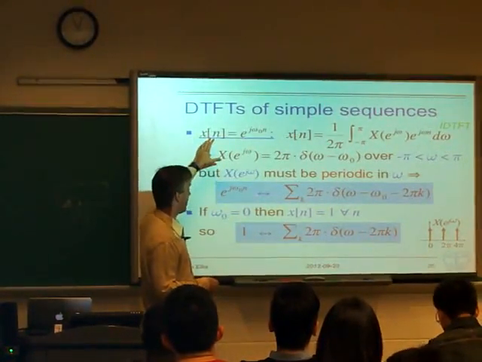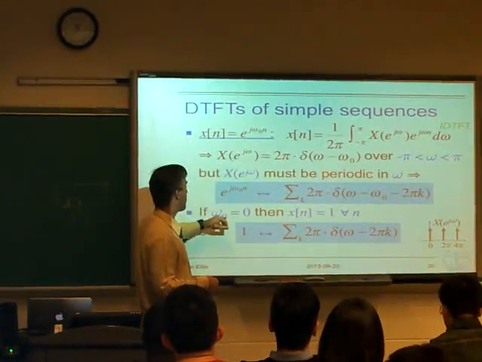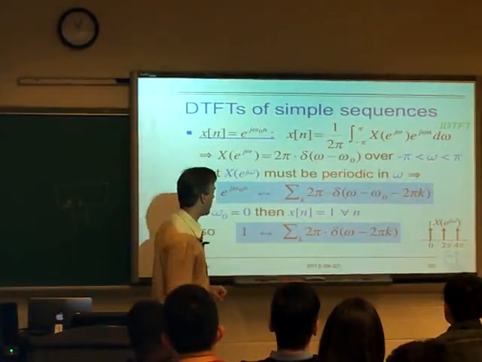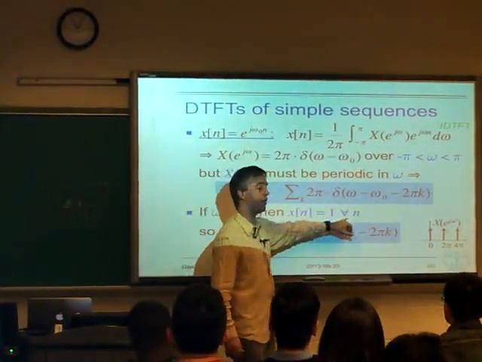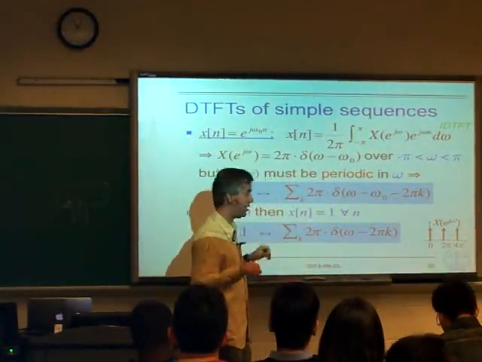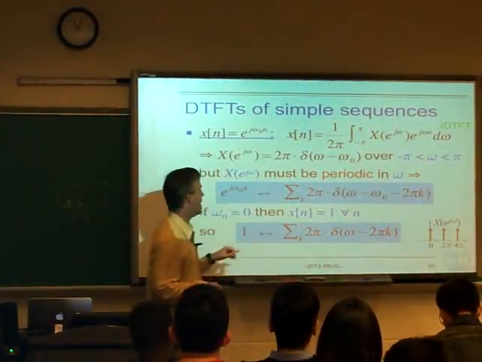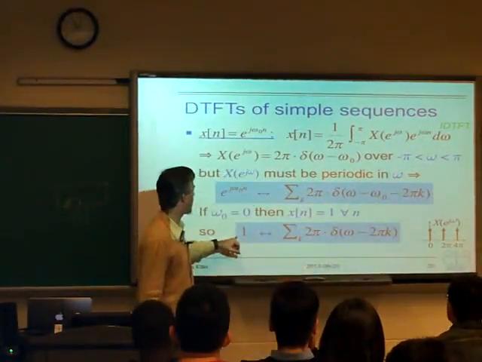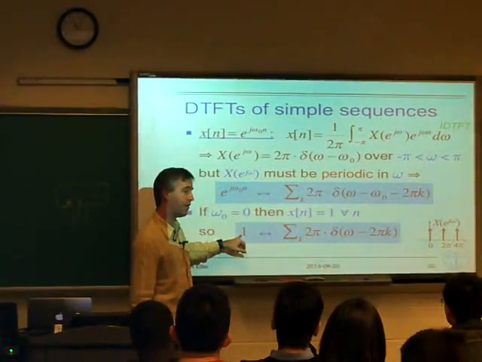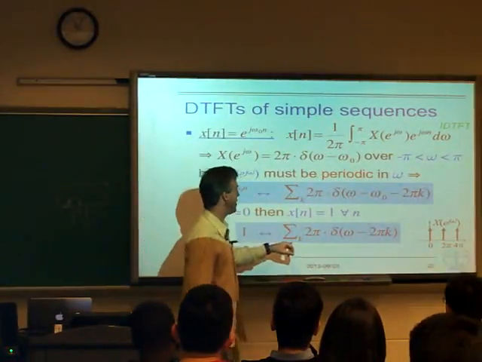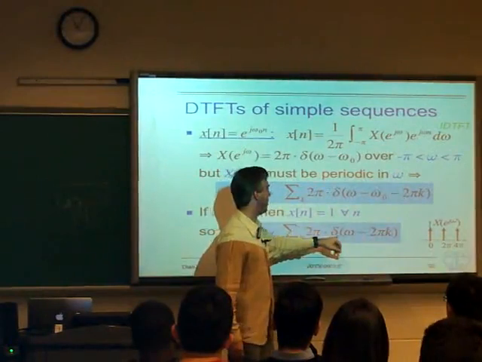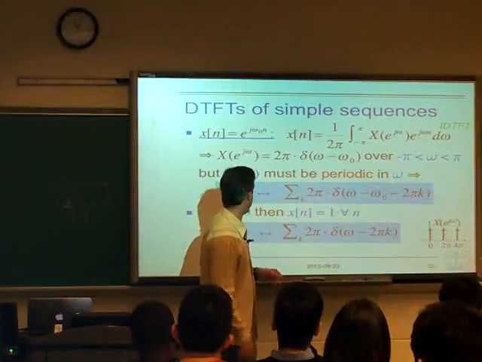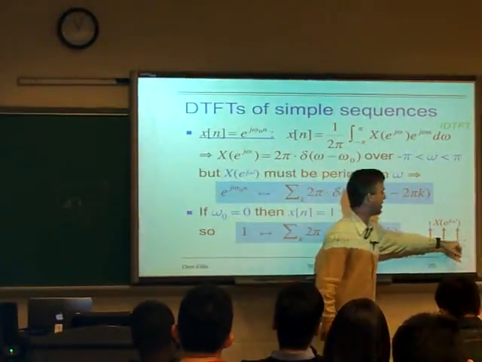Having solved this, we can then say, well, if omega 0 equals 0, then we've got the infinitely slowly moving sinusoid here with x of n equal to 1 for all values of n. So just a constant. In that case, omega 0 is 0, so we just set this to 0, and we get this coming out. So the Fourier transform of a constant value in sequence time is a set of deltas, including delta of 0, and then every 2 pi offset of that. And so that looks like this in frequency.